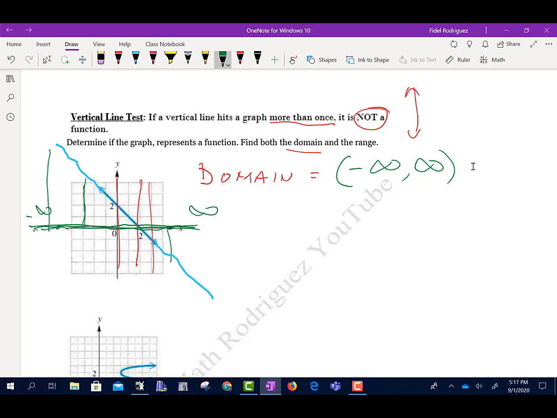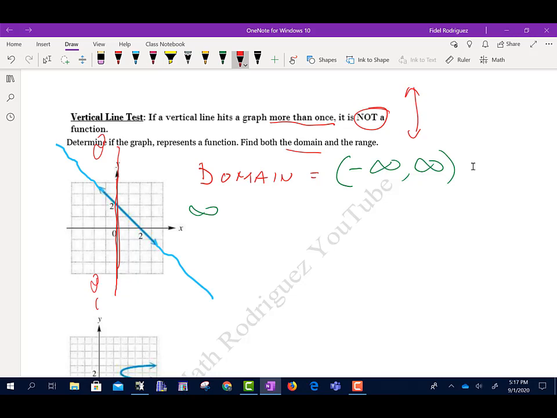Now, let's talk about the range, okay? So I'm going to clean up some of this mess here, and I don't want to erase the blue so much. Okay, so now let's talk about the range. The range means my y values. This here, guys, is also a number line. And my negative infinity would be here, and my positive infinity would be up there, okay?